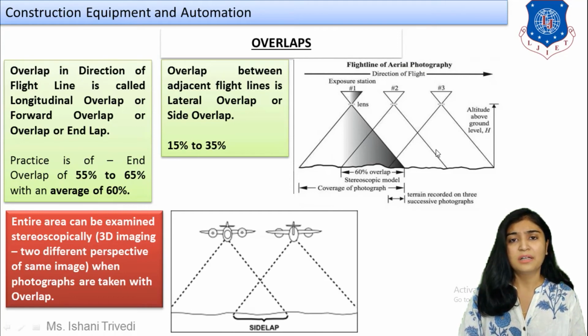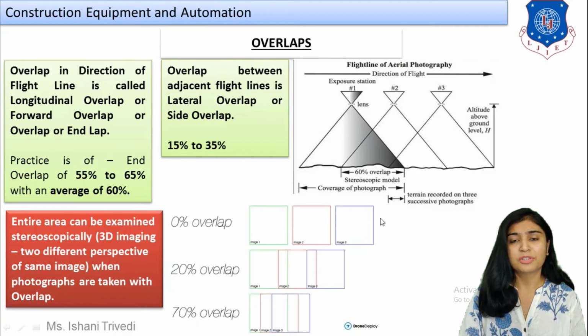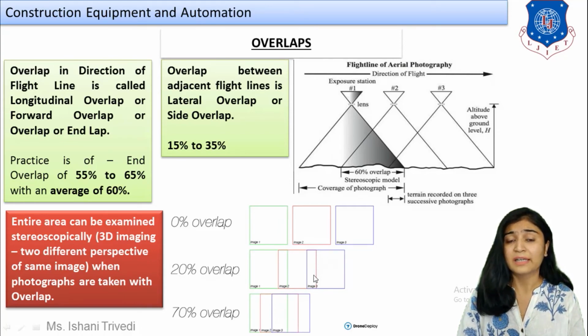This is how you can carry out the overlap and the side lap. Also, I am going to show you some more pictures regarding the percentage of coverage. Here we have 0% overlap, and then 20% and up to 70% overlap. So this is how you decide how much percentage of area is covered. Based on that, this percentage is decided.